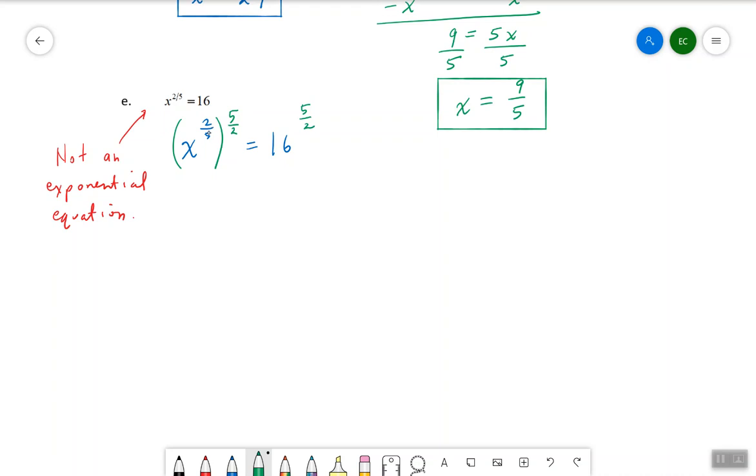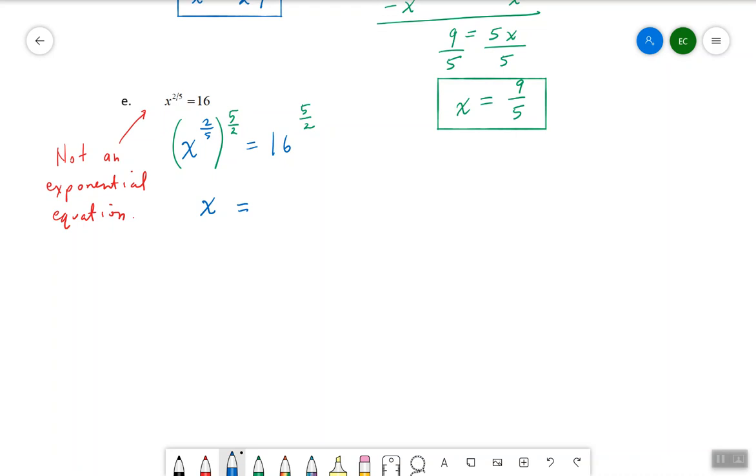What's good about this is the rule for exponents tells us to multiply 2/5 times 5/2, and we're left with just x on the left side. So we've isolated x in one step. Now we have to be real careful here as we evaluate 16 to the 5/2 power. There's more than one way to do it.